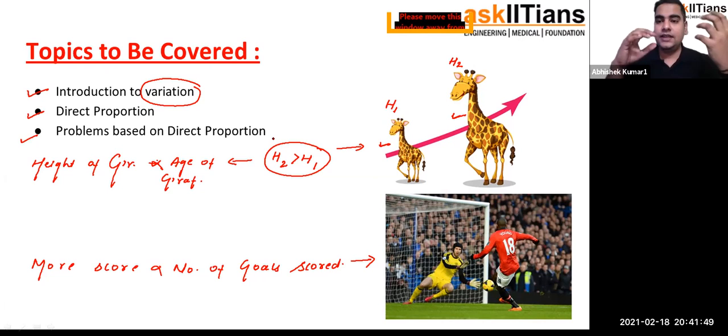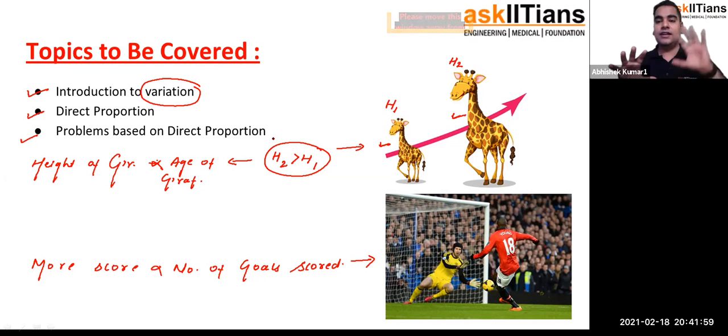There is a possibility that on increasing one of the values, your second value might be decreasing and vice versa. Means we have two subcases. One case is when one value is increasing, the other is also increasing. When one is decreasing, the other is also decreasing. When you have this situation, it is referred to as direct proportion. Okay, we will study about it in the next slide.